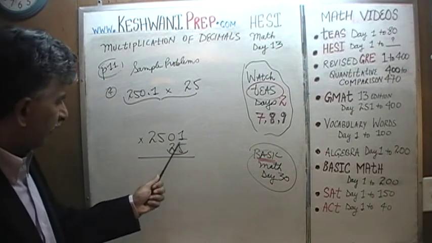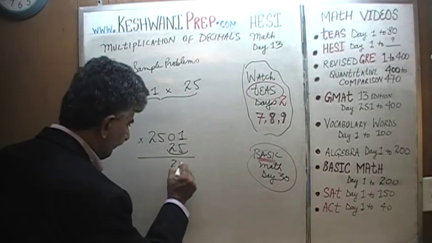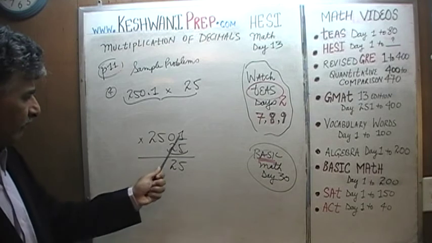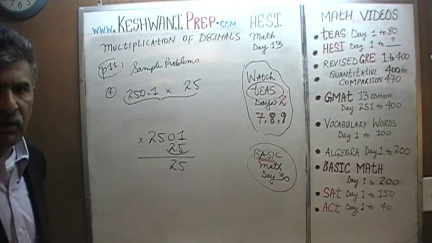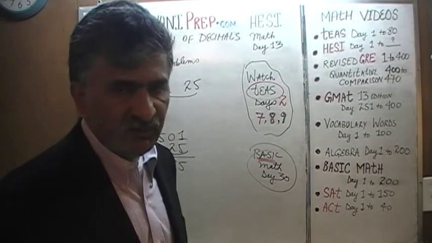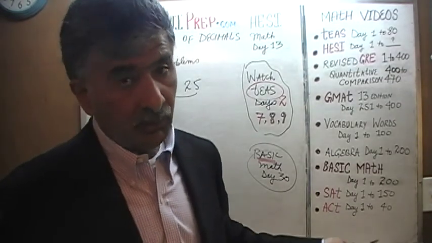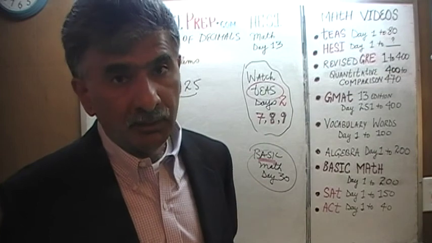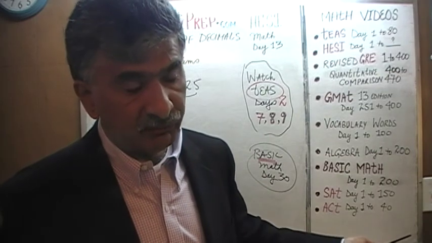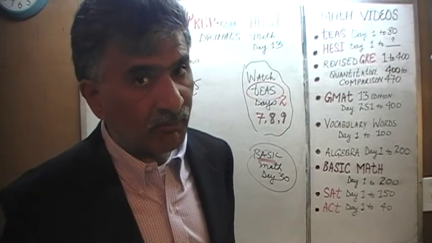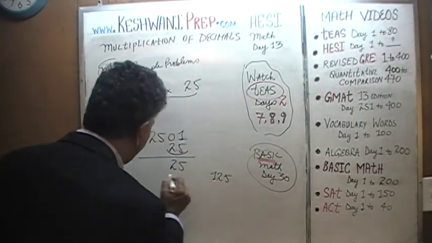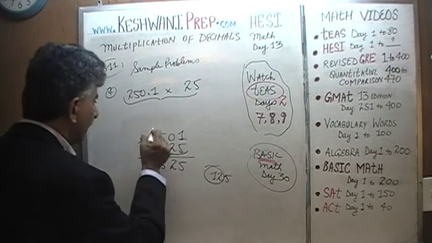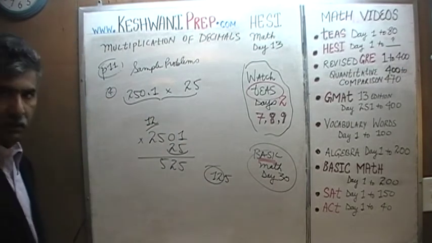Let's do it. 25 times 1 is 25. It's a 0, so it doesn't matter. That was easy. 25 times 5. 5 25s are 125. How do I know that? Because 4 25s make 100. If 4 25s make 100, then it stands to reason that 5 of them should make 125. 125 is made up of 1, 2, 5. So we put a 5 here, and we carry 12. Are you with me?